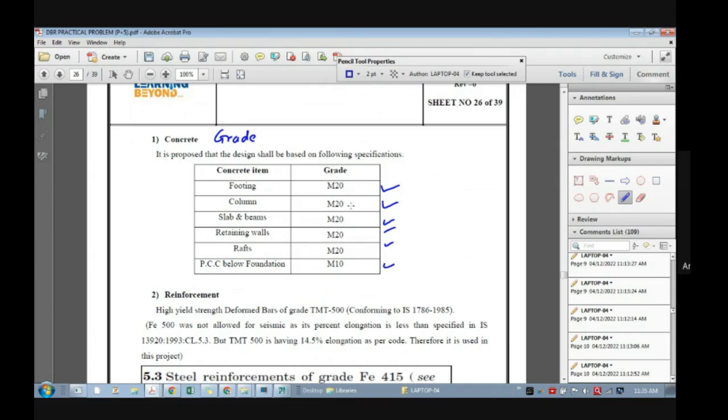If the building is a high-rise building, you can go for higher grades also, like M40, M30. So whatever you are assuming, please mention in the report so that you will consider these grades for design. It should not happen that you are changing the data frequently. Finalize this data with the client and architects, and then do the design and analysis.